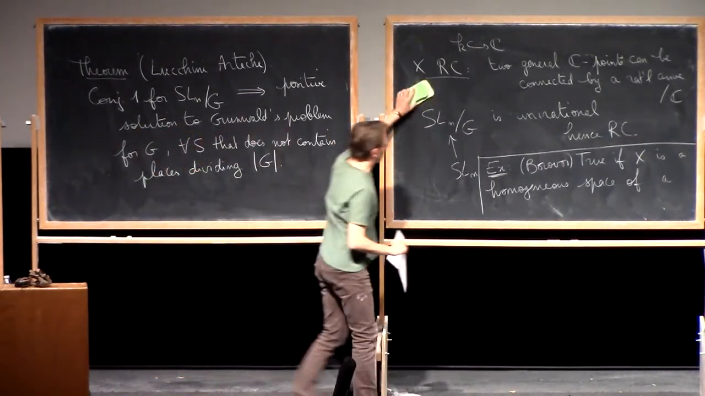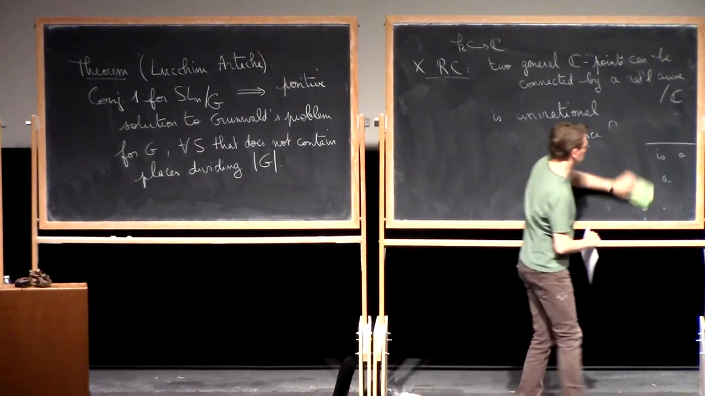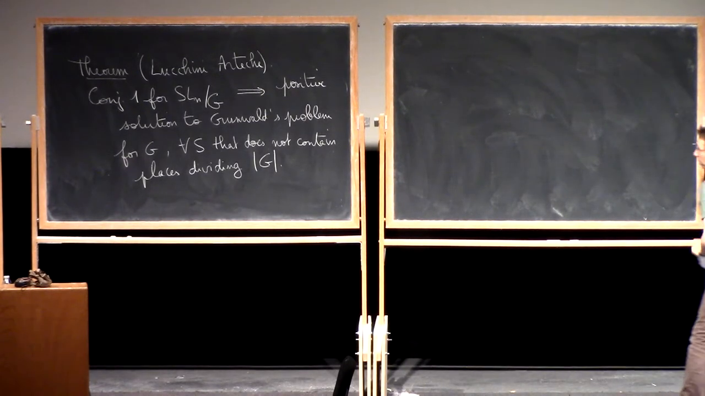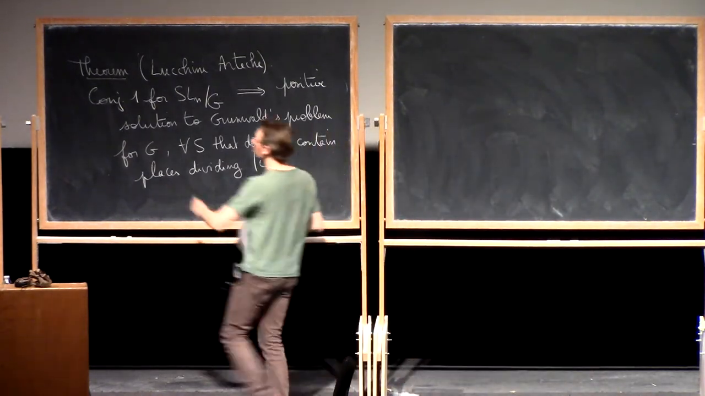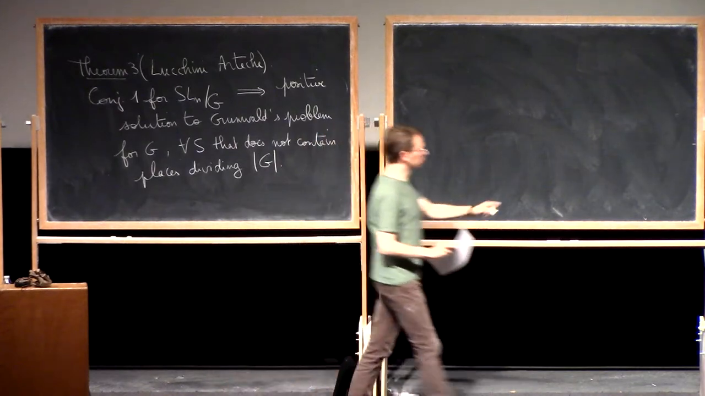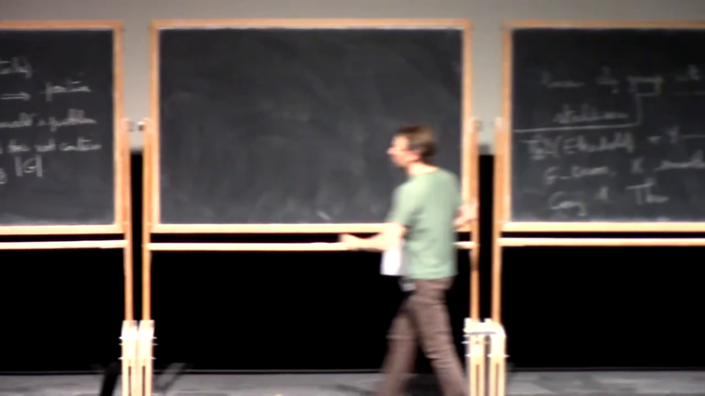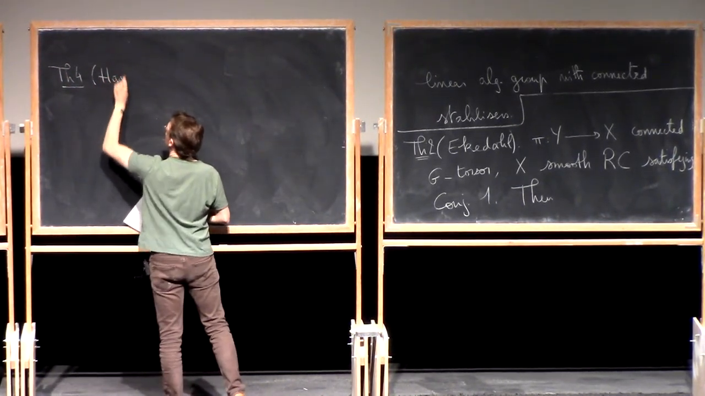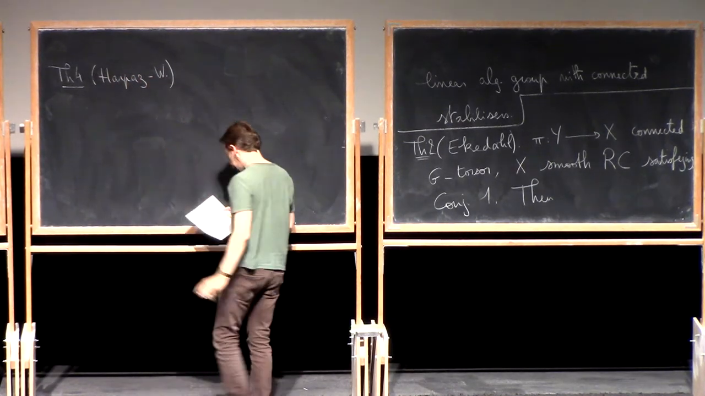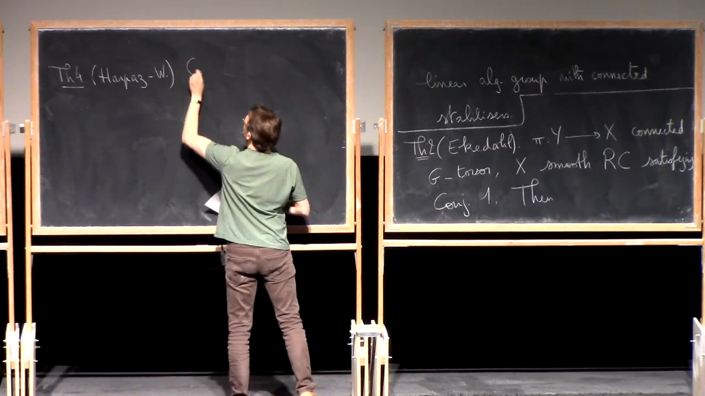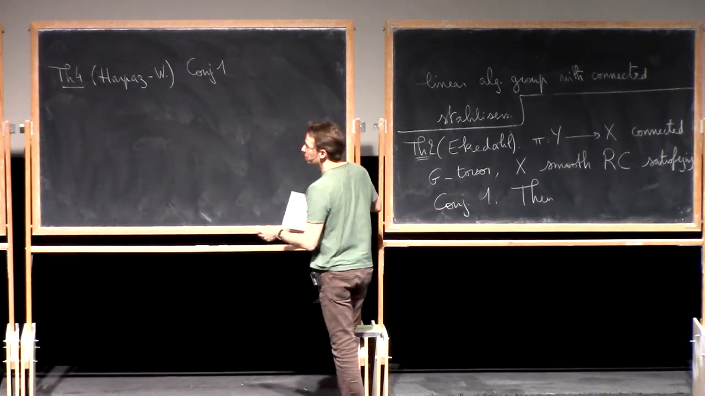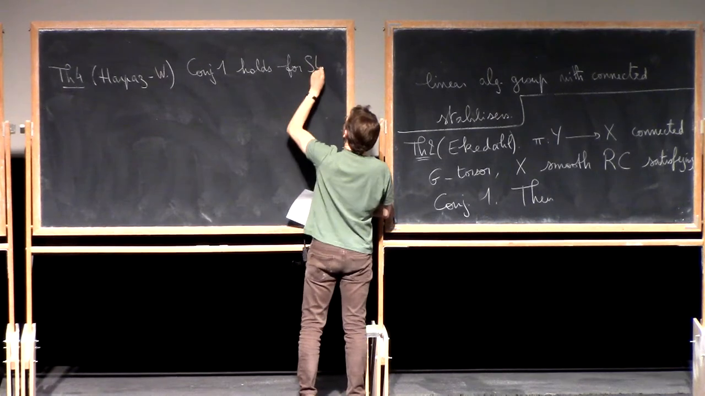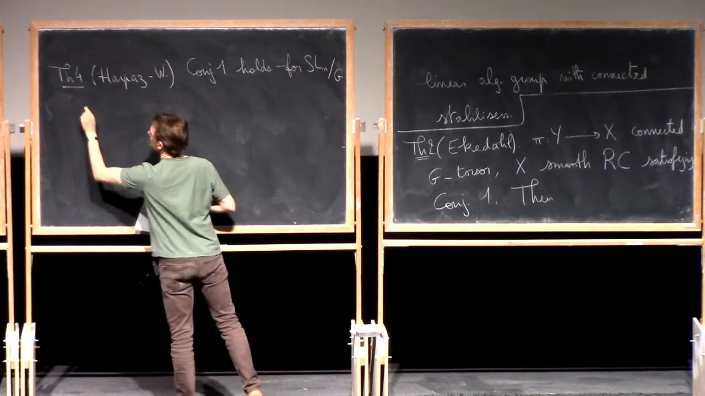So the theorem that I wanted to state in this lecture is a positive result for conjecture one. So this was theorem three. This was theorem two. And this is theorem four, which I proved with Jonathan Harpaz. Which is that conjecture one holds for SL_n/G if G is nilpotent or even supersolvable. If G is, say, supersolvable.